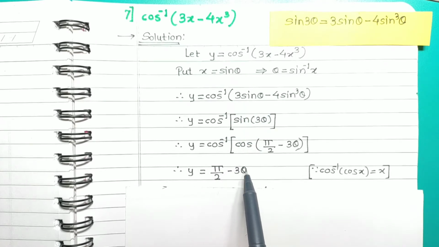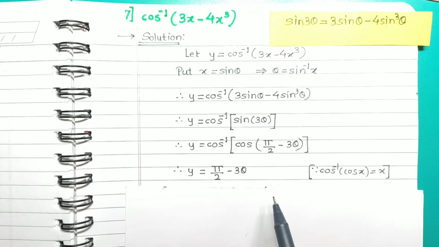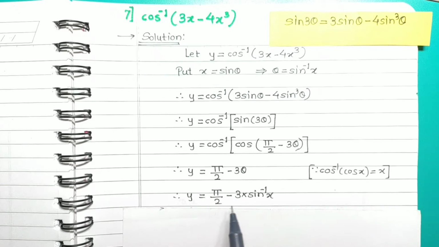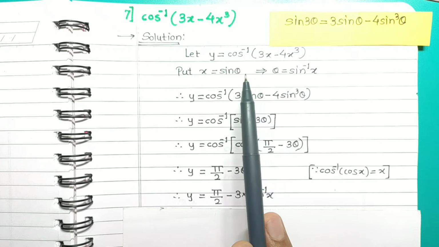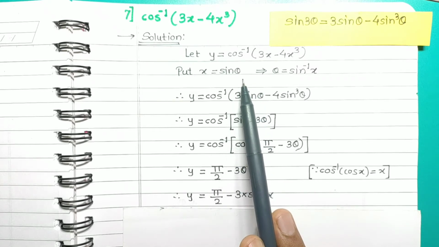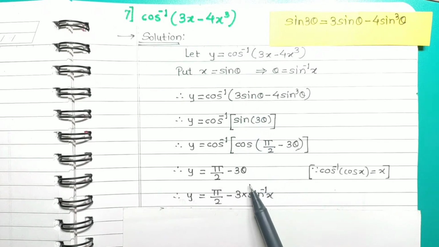Now theta has completed its work, so we have to replace this theta. Replacing theta, we have y is equal to pi by 2 minus 3 into sine inverse of x. You note that theta is taken just for convenience, for this simplification purpose. We have to replace it again before differentiating y. So here we have resubstituted theta, and now let's differentiate.